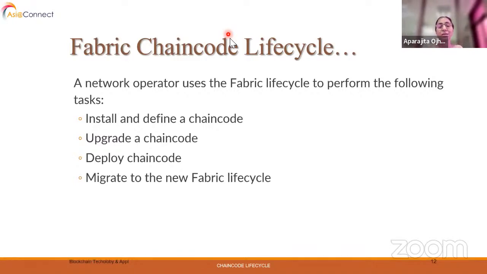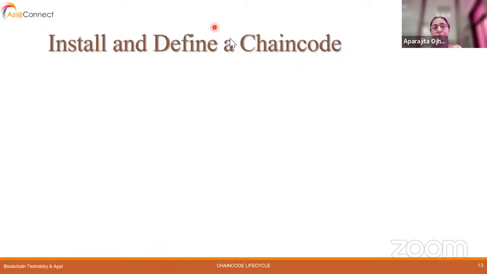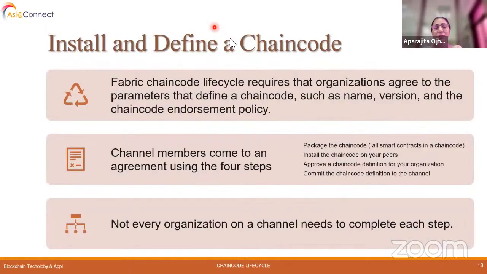So what I'm intending to tell you here is that the network operator uses the Fabric lifecycle to perform different functions. First of all, installing and defining a chaincode. You can upgrade a chaincode, deploy chaincode, and migrate to the new Fabric lifecycle as well. So let's see what is required to install and define a chaincode.